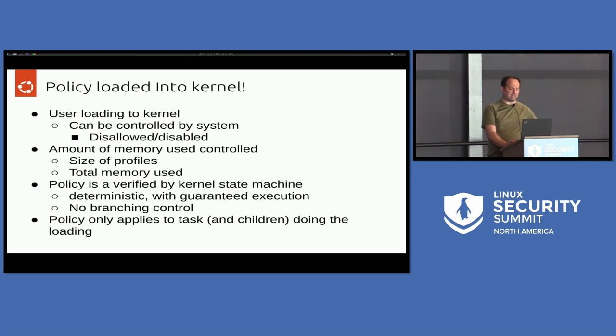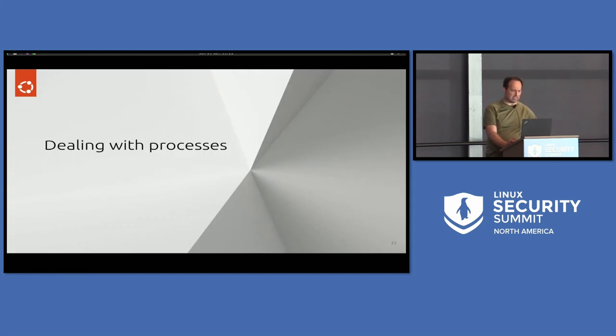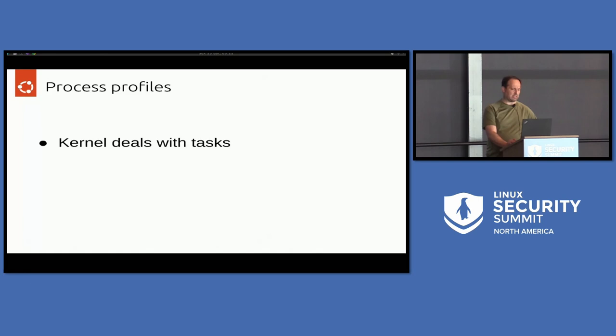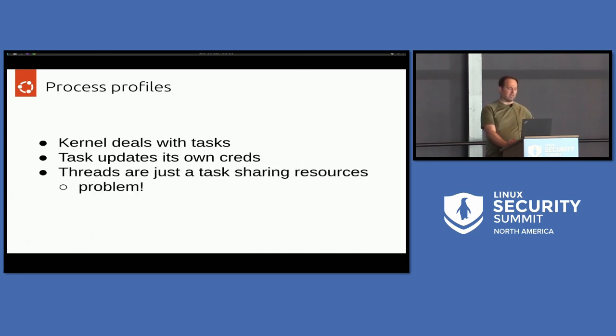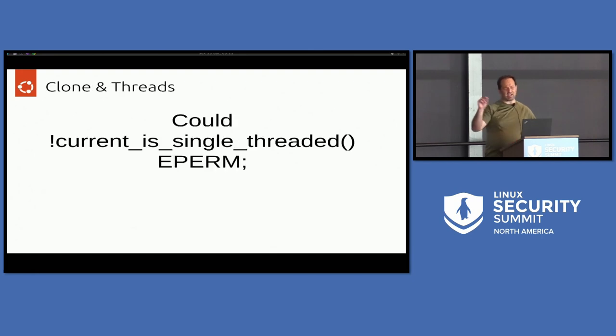Of course, it's going to apply to the children. So dealing with processes, this is a pain in the butt. The kernel deals with tasks, and tasks get their own cred, right? And threads are just tasks that are sharing some of the data. So for a thread, we're going to treat the thread as a process group. With each task getting its own cred, when you do updates, because in the kernel the task updates its own cred, it can cause problems.